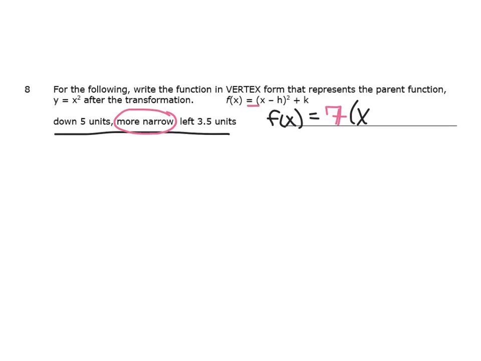Inside, this h value is talking about if you're shifting to the left or to the right. Here we see we're shifting to the left. Left indicates a negative, but remember in parentheses we do the opposite, so that's going to be a plus 3.5. Close the parentheses, and then you put your exponent of 2. And then the last transformation is going down 5 units. Since this is outside, we don't need to worry about making any adjustments. We can just go ahead and do a -5.